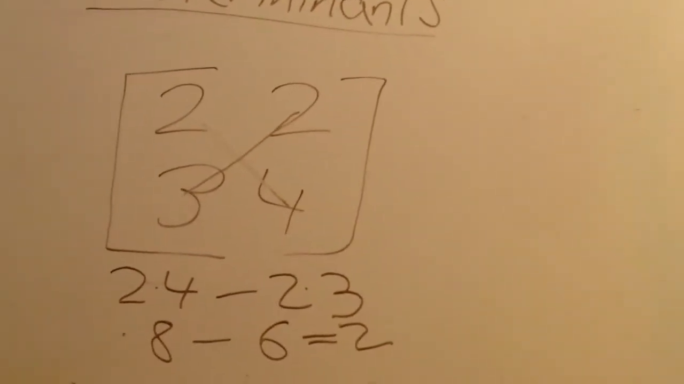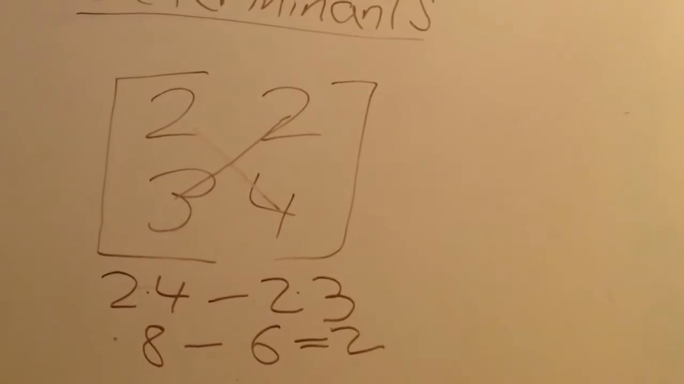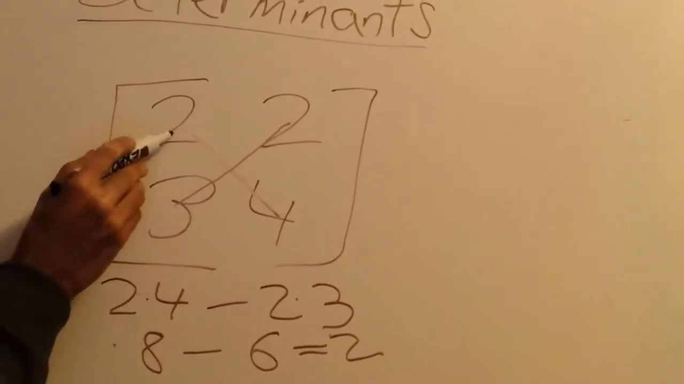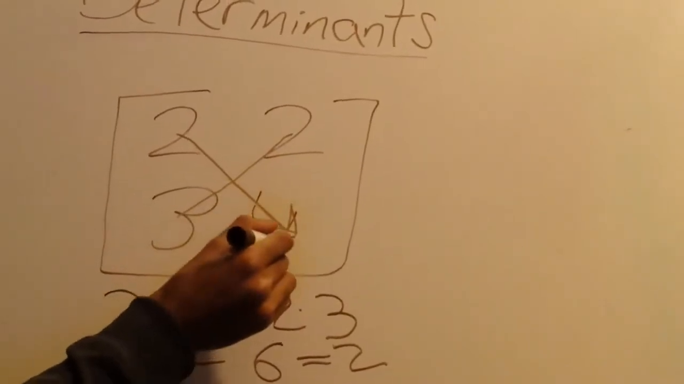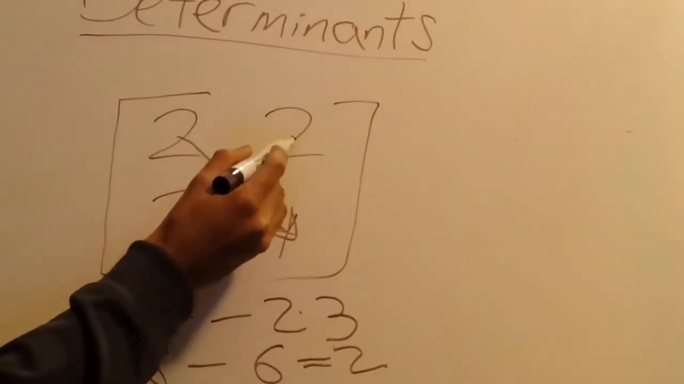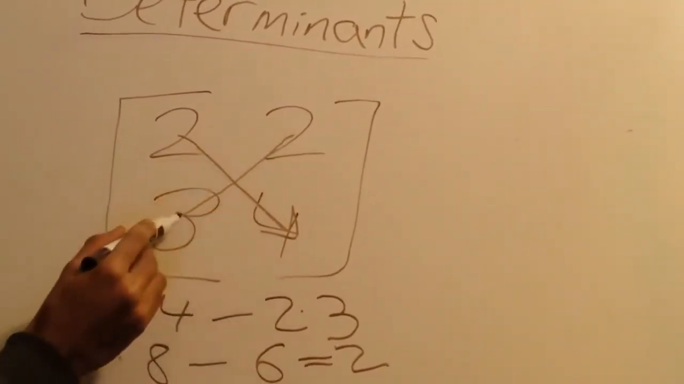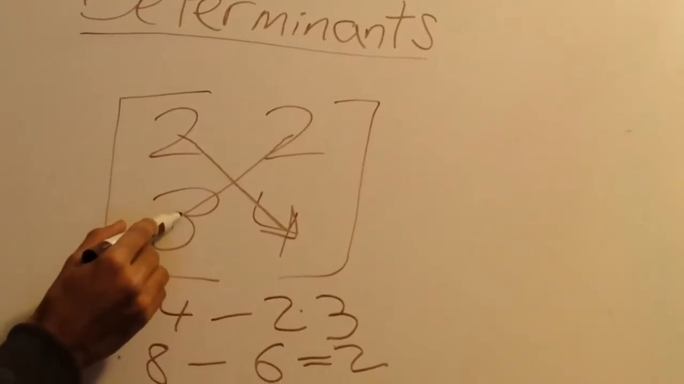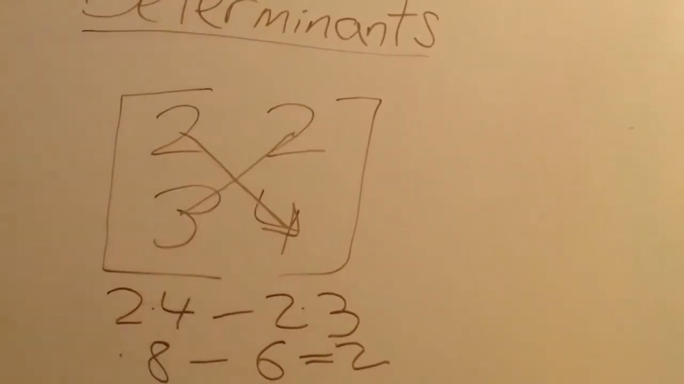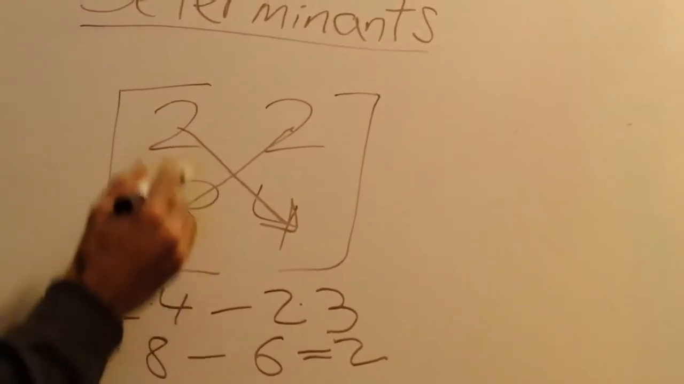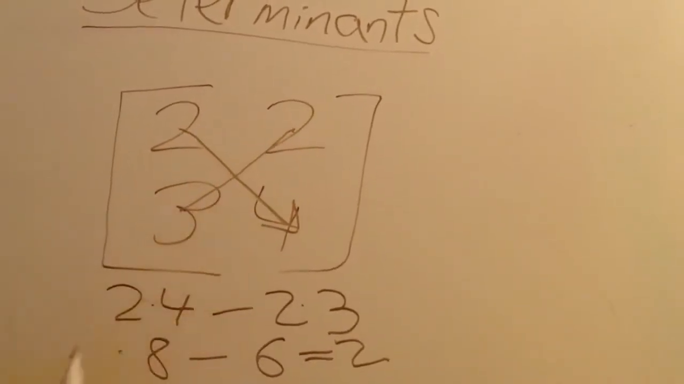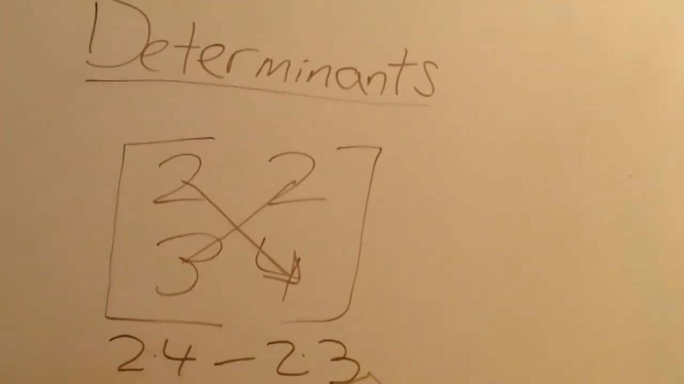So in short, to find the determinant of a 2 by 2 matrix, start with the number in the top left and multiply it by the number in the bottom right. Then multiply the number in the top right by the number in the bottom left, forming a kind of X pattern. And solving that will give you the determinant of a 2 by 2 matrix.